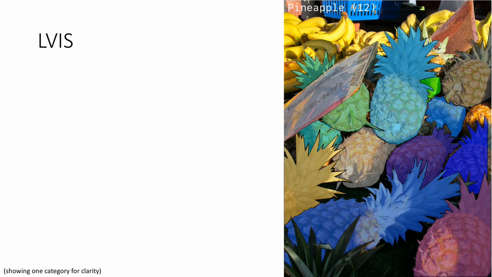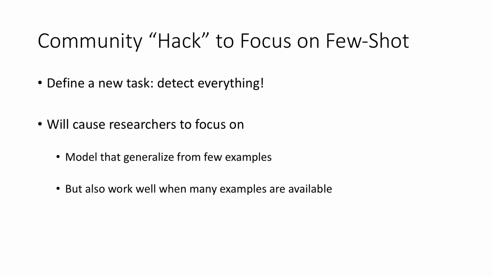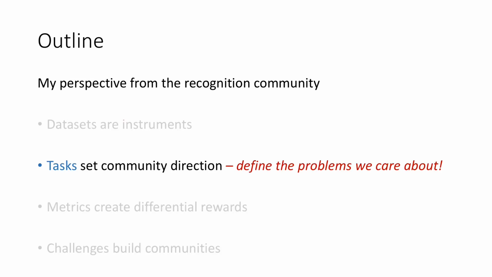And finally, one example to show off the quality of the segmentations that we've collected. We see the fine detail captured in the pineapple segmentations. So in summary, ELVIS is kind of a hack to focus research on the problem of few-shot learning. It builds on an active, fundamental research area, object detection, but it changes the problem in a way that will cause researchers to focus on algorithms that can generalize well from few examples, but can also work well in the case when many examples are available.